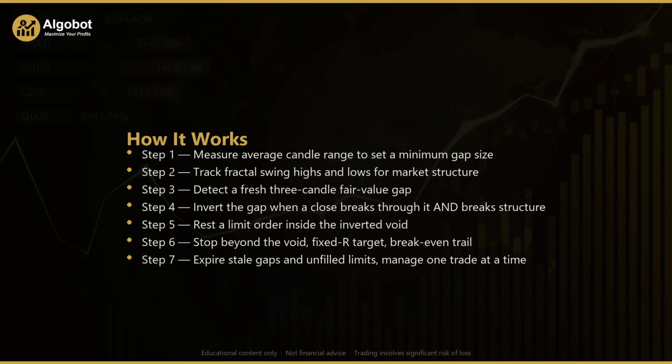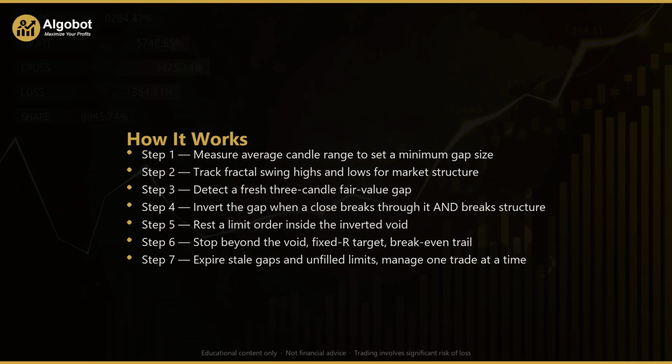Third, it scans the last 3 closed candles for a fresh fair value gap. For a bullish gap, the high of the oldest candle must sit below the low of the newest, with a bullish middle candle, and the void must be at least the minimum gap size. A bearish gap is the mirror image. Each qualifying gap is stored with a creation timestamp.